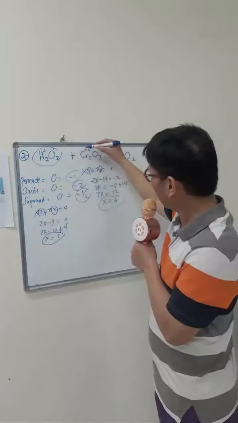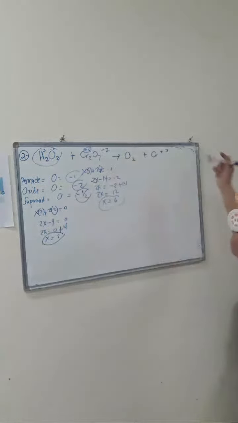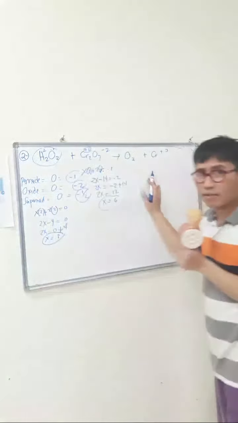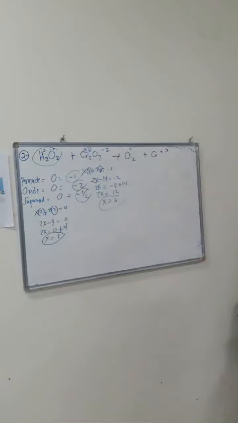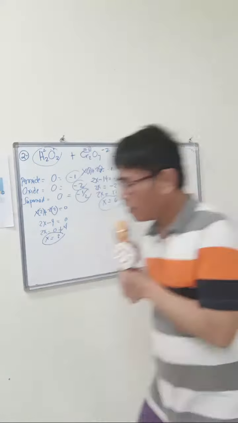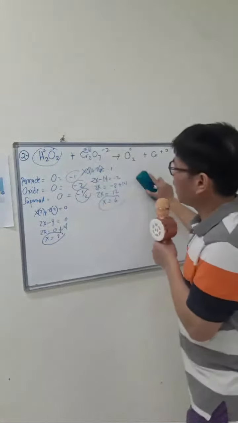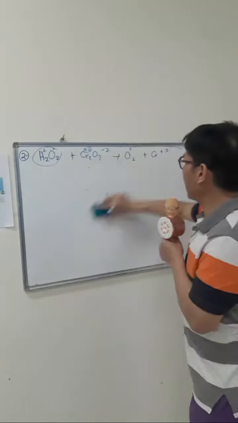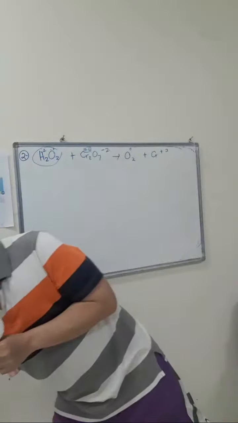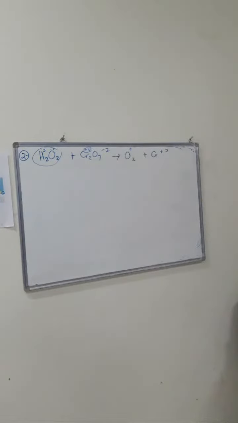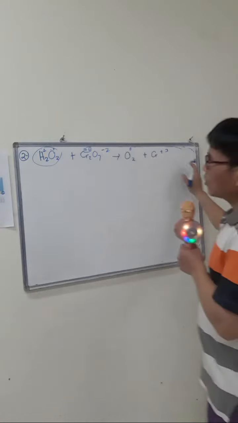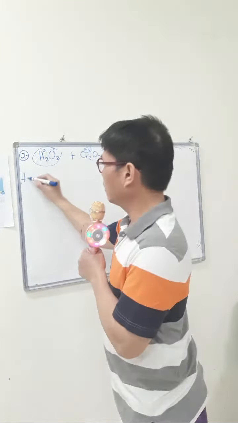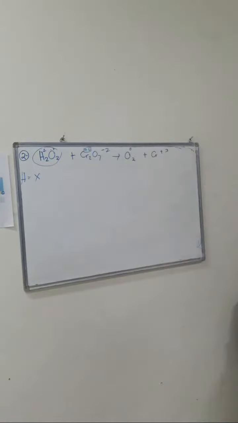Oxygen gas is a pure element, so it has zero charge automatically, without question. For chromium 3+, the charge is given, so there is no need to compute. Let's erase this to save space. Now determine the oxidation and reduction. Hydrogen is nothing because there is no hydrogen on the right, so don't focus on hydrogen. How about oxygen?